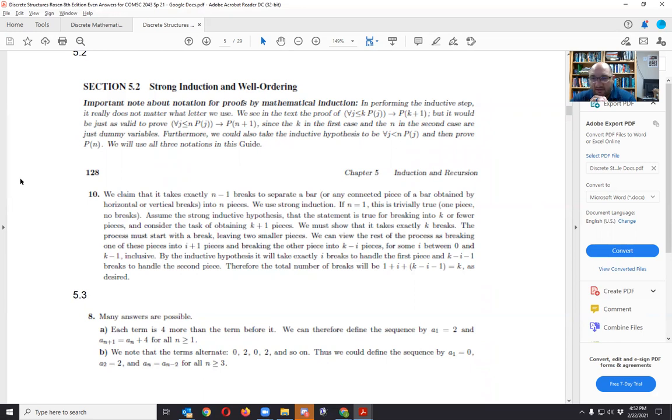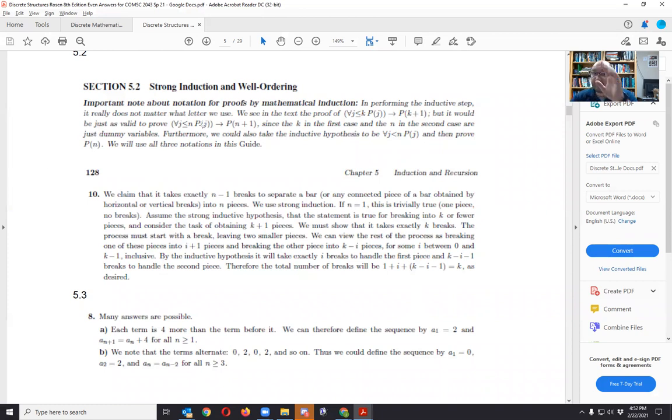By inductive hypothesis, it will take exactly i breaks to handle the first piece, and k minus i minus 1 breaks to handle the second piece. Therefore, the total number of breaks will be i, plus 1, plus k minus i minus 1. Now, the minus 1 and the plus 1 cancel each other out, and the minus i and the plus i cancel out. And so we're left with k, as desired.